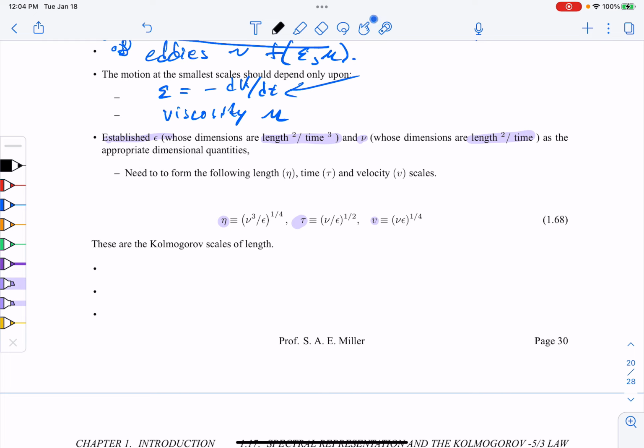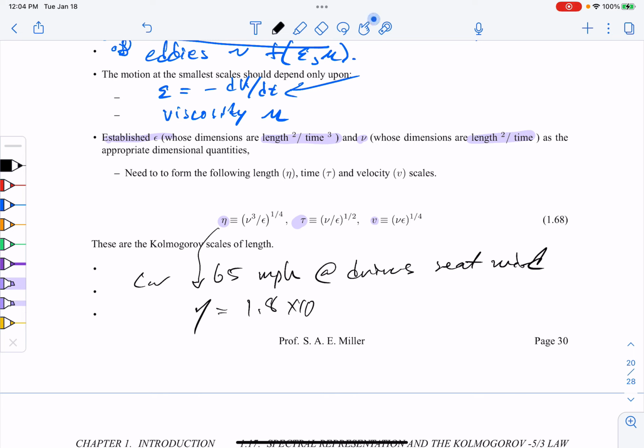So, let's just give some examples. Say you're in a car and your speed is 65 miles per hour. And say you're at the driver's side window. Your Kolmogorov scale eta, which is this term here, will be on the order of 1.8 times 10 to the negative 4th inches. Oh, I'm sorry, that's the length scale of a mean free path of a gas. That will be about 2.5 times 10 to the negative 6, and that's a collision mean, which is actually pretty big. Anyway, it just gives you an idea, and this is actually a pretty low Reynolds number flow.